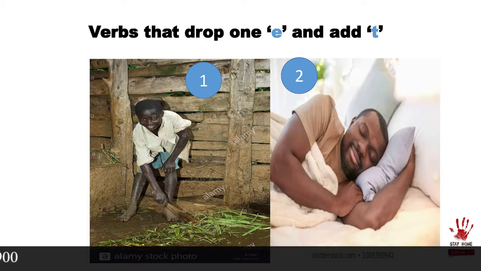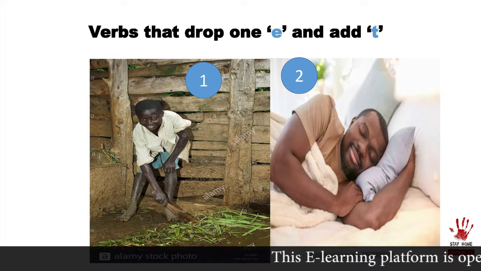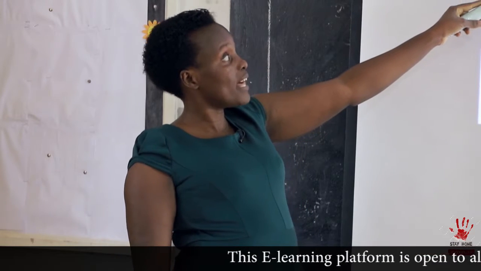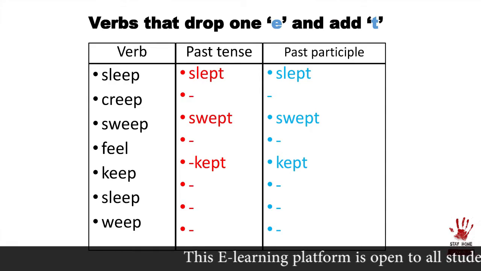And uncle is sleeping. Uncle will sleep tonight. Uncle has slept. The verb is sleep. We continue. We look at other verbs. I hope you drew for me a table like this. I hope that is the table you have.